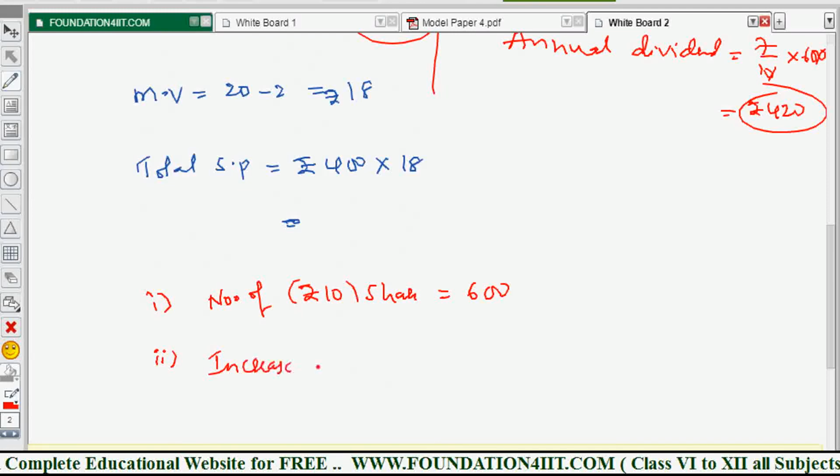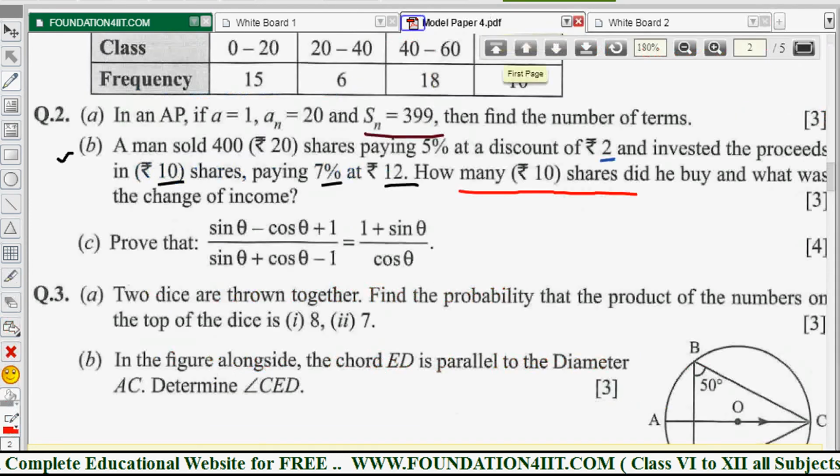Therefore, increase in annual income. Now the new one is 420, previous annual dividend is 400. Therefore, 20 rupees is the income increase. Right? This way you can solve this question.